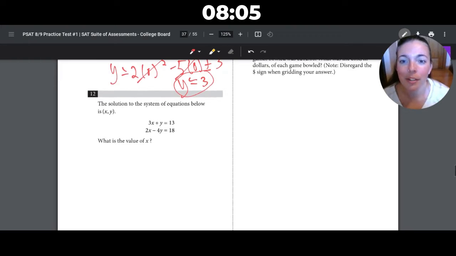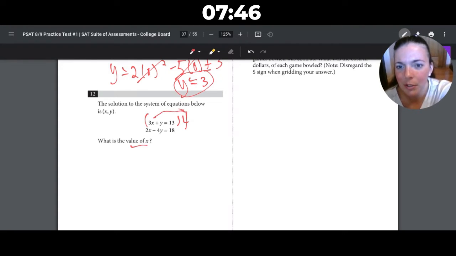Okay, number 12. The solution to the system of equations below is (x, y). What is the value of x? So when we're solving the system of equations, we need to find the value of x. So let's try to get our y's to cancel out. This is positive y, this is negative 4y. So let's multiply this by 4. So distribute this to each term in that first equation.